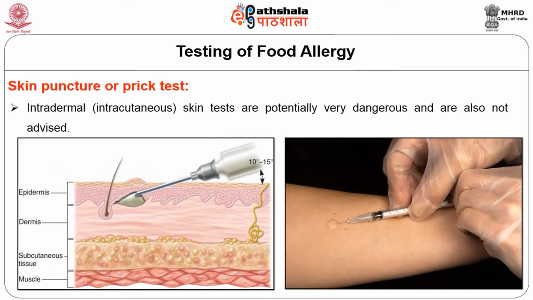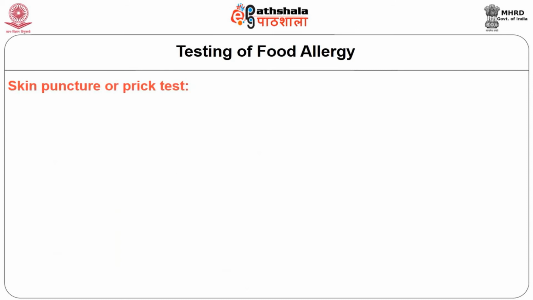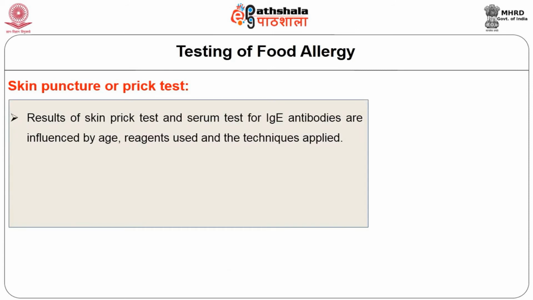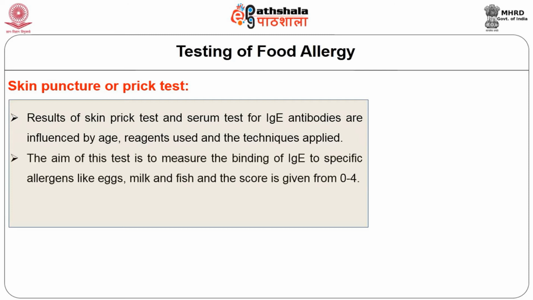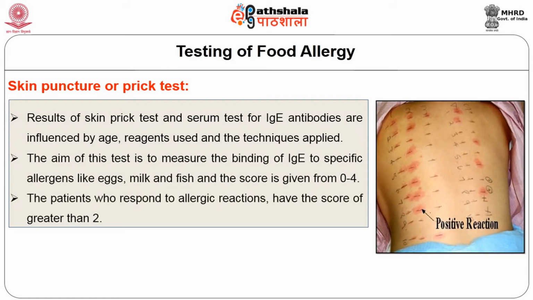Intradermal or intracutaneous skin tests are potentially very dangerous and they are not advised for diagnosis. Results of the skin prick test and serum test for immunoglobulin E antibodies are influenced by age, reagents used and the techniques applied. The aim of this test is to measure the binding of immunoglobulin E to a specific allergen like egg, milk, fish, and finally the score is given from 0 to 4. The patients who respond to allergic reactions have a score of greater than 2.